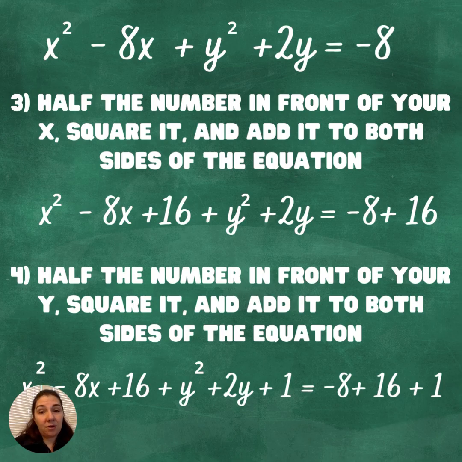So the number in front of your y is a 2. 2 divided by 2 is 1. 1 squared is 1. So you're going to add a 1 to both sides of the equation. So the whole thing looks like x squared minus 8x plus 16 plus y squared plus 2y plus 1 equals -8 plus 16 plus 1.